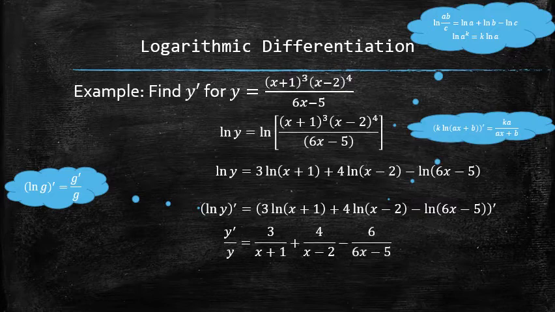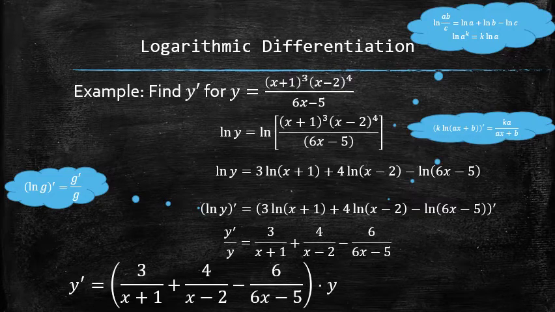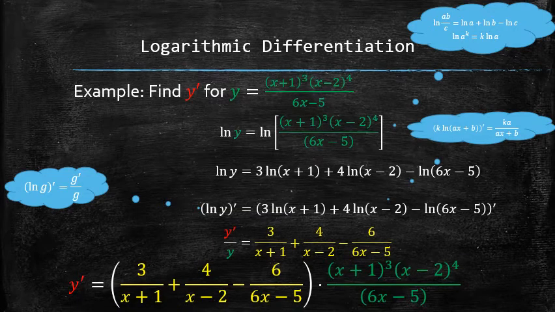Remember that the original goal was to find the y prime, so we isolate it by multiplying both sides of the equation by y. Finally, we replace the y with the original explicit definition of the function and get the derivative of y.